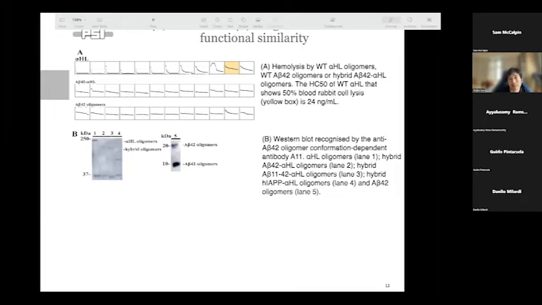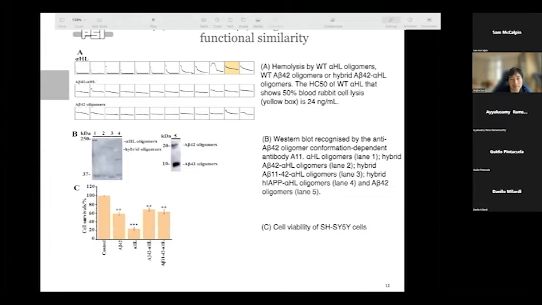So again, we use a Western blot to detect the hybrid oligomers by A11 antibodies, which you can see the signal can be detected by A11 antibody, and further confirm the immune functional similarity. And then we check the cell viability of those hybrid oligomers and wild type oligomers, as you can see here.